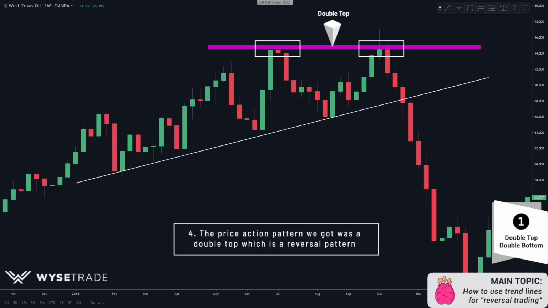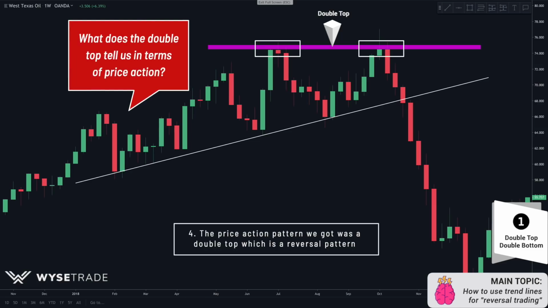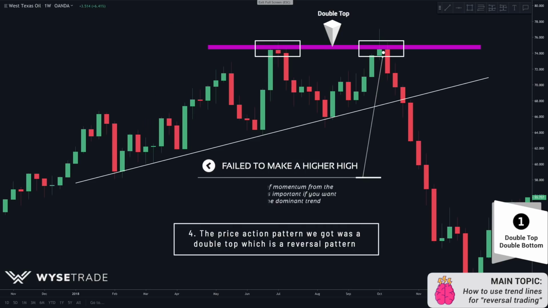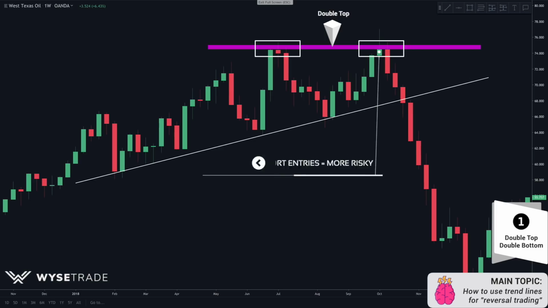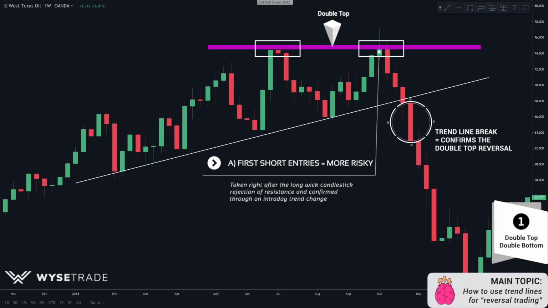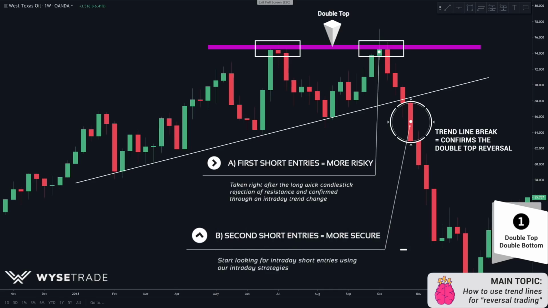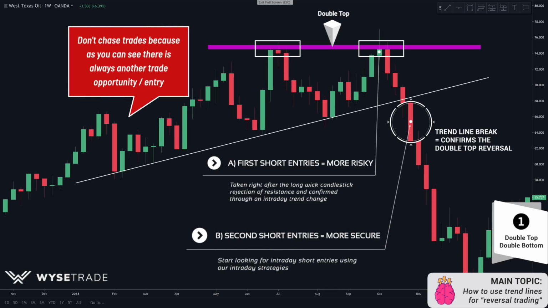So the price action pattern we got was this double top, which is a reversal pattern. Now, what does the double top tell us in terms of the uptrend? Well, it shows that price failed to make a higher high, which means this is a loss of momentum. If you have seen our previous videos, evidently many traders would have taken a trade right at this long wick candle rejection of resistance and then waited for an intraday trend change. But for more secure traders, what you can do is wait for the trendline break to confirm that the uptrend is over. This is also a good example of why you should never chase trades, as you had trade opportunities right at the double top, but also had opportunities to enter through a breakout strategy after the trendline break.